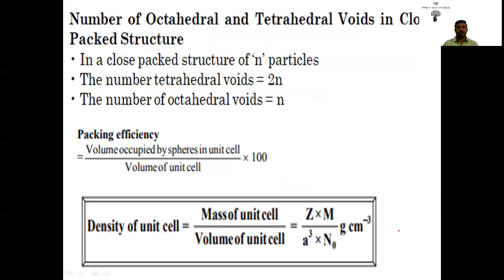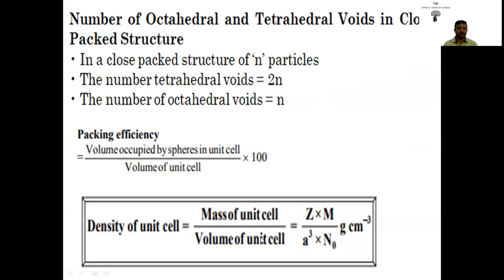Then, here we have some relationships like the number of octahedral and tetrahedral voids in a close-packed structure. In a close-packed structure consisting of n particles, the number of tetrahedral voids is equal to 2n, which means twice the number of particles, and the number of octahedral voids is equal to n, which means the number of particles. Then the next important formula in this solid state chapter is packing efficiency.